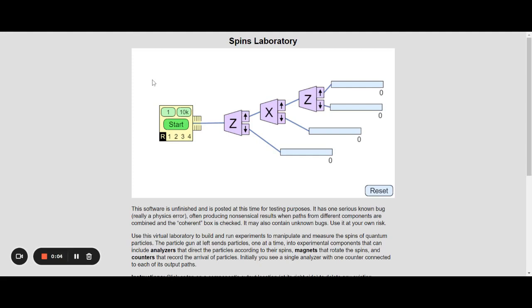So I'm on the website and I have created an experiment. And let's click start. And then we instantly see an interesting result pop up. In the third analyzer, we see that it records both spin up and spin down particles. But when we go back to the original particle beam, it originates from a spin up portion of the first analyzer. This is interesting. Let's go deeper into this.